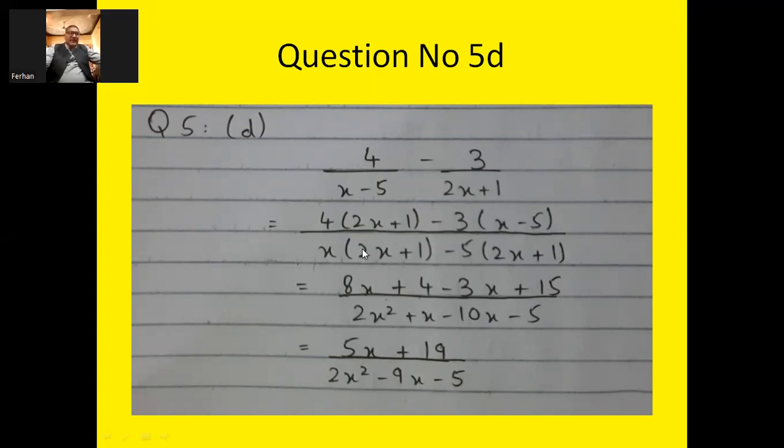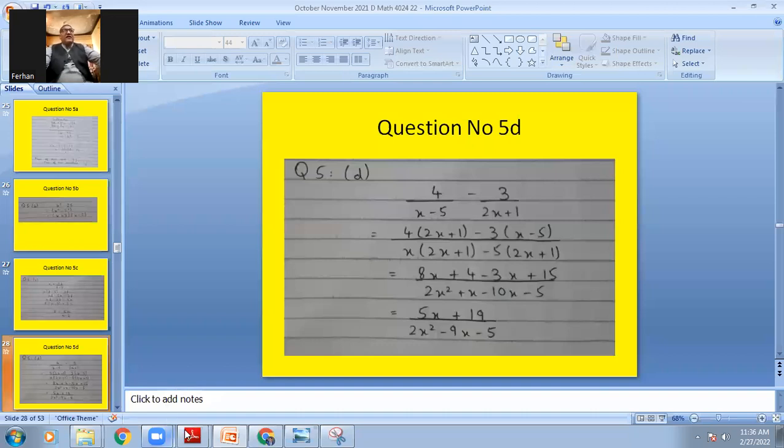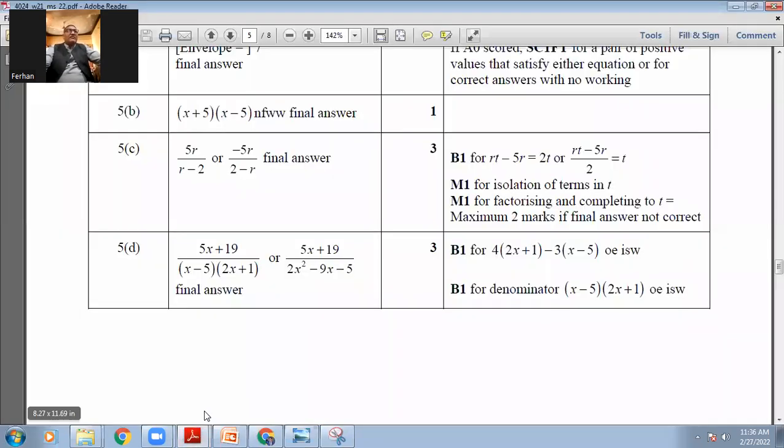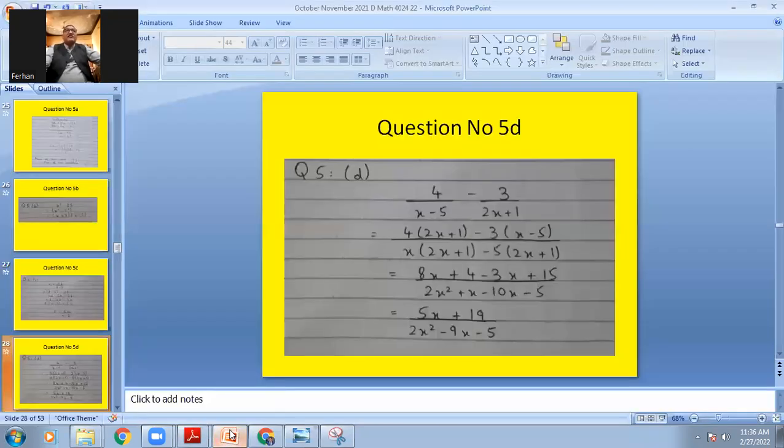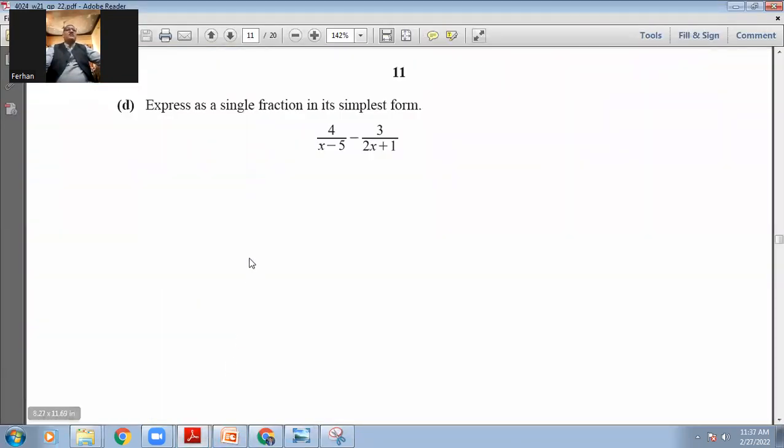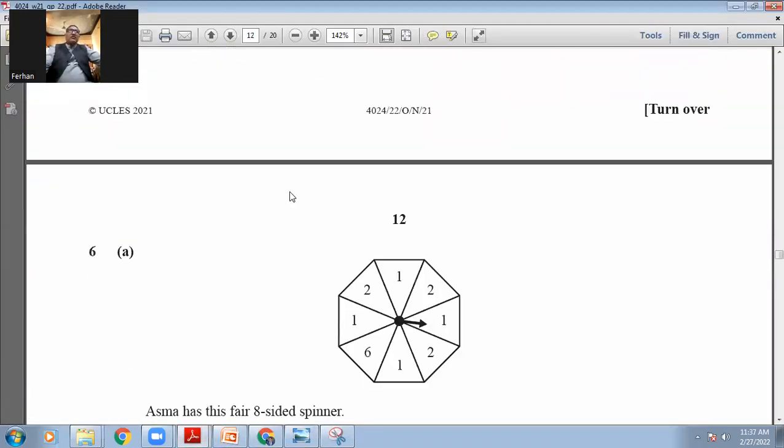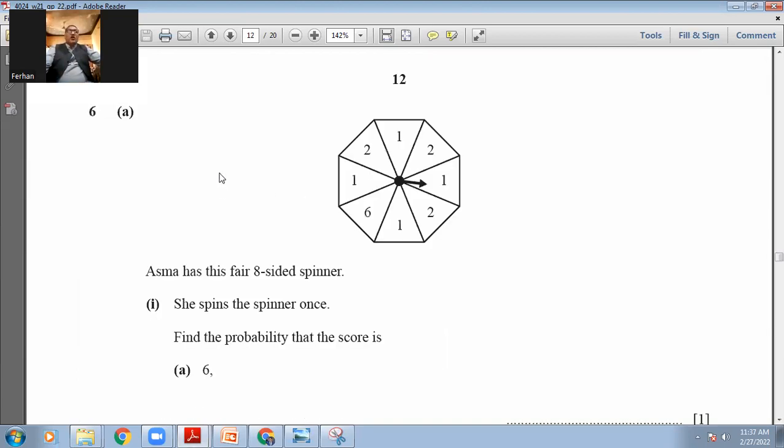Here we have missed one step in which these two are written in a single denominator, multiplying with each other. Okay, so I hope you understand this question, and let's have a look at the marking scheme. It says 5x plus 19 over 2x squared minus 9x minus 5. So our answer is good. Now we are going to the next question.